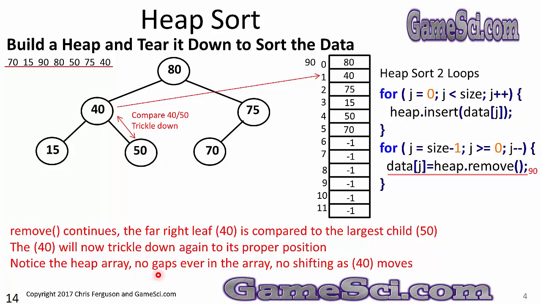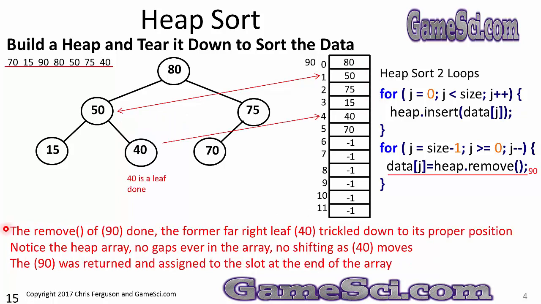Notice the heap array. No gaps ever in the array. No shifting as 40 moves down. 40 is going to compare to 50 and swap if they're out of order. And that's exactly what will happen. The remove of 90 is now done. The former far right leaf 40 trickled down to its proper position. 40 started here and moved down to here and then down to here.